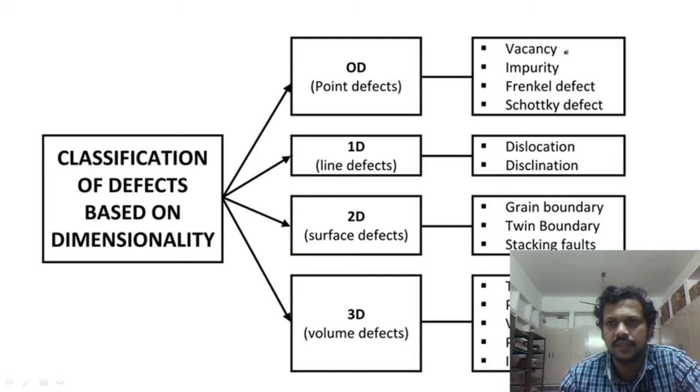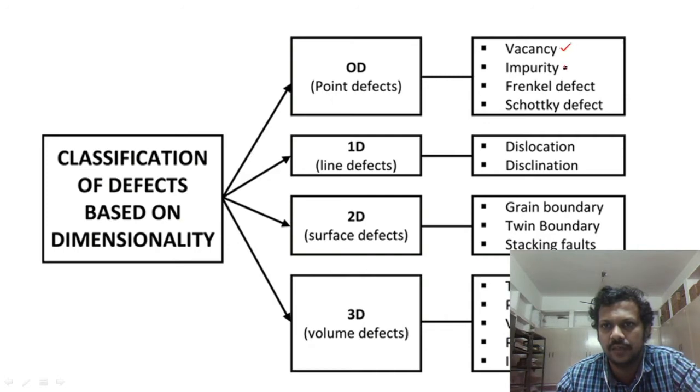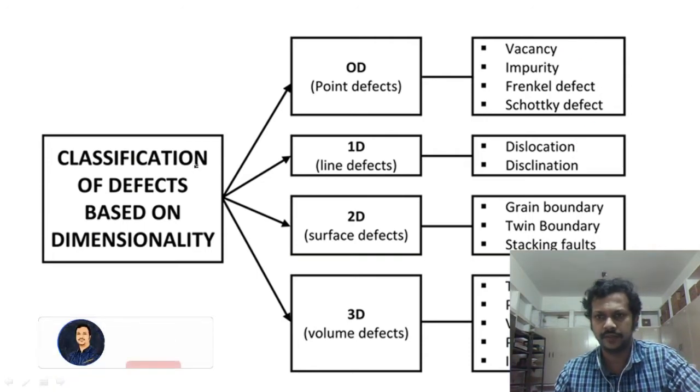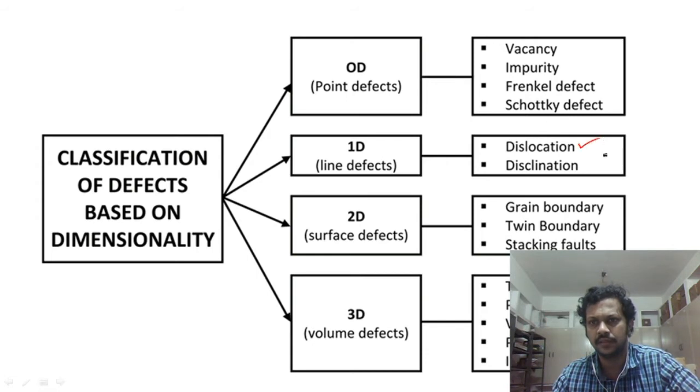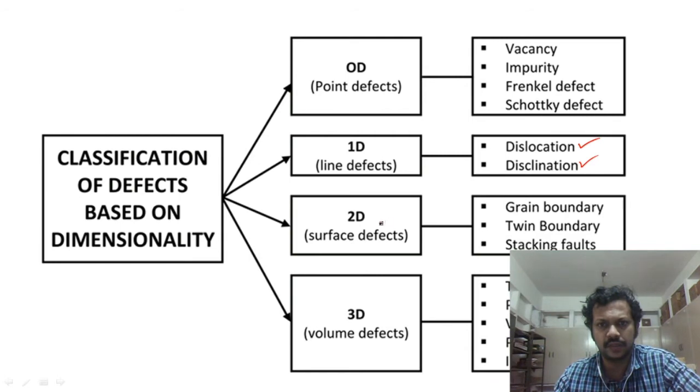Now first let us see the different types of point defects. First are vacancy, impurity, Frenkel defect, and Schottky defect. In line defects, you have 2 different types, that is dislocation and disclination. In the case of surface defects, you have grain boundary, twin boundary, and stacking fault. Here we are going to see grain boundary and stacking fault in detail. And the final one is volume defects, which are classified into twins, precipitate, voids or cracks, porosity, and inclusions.